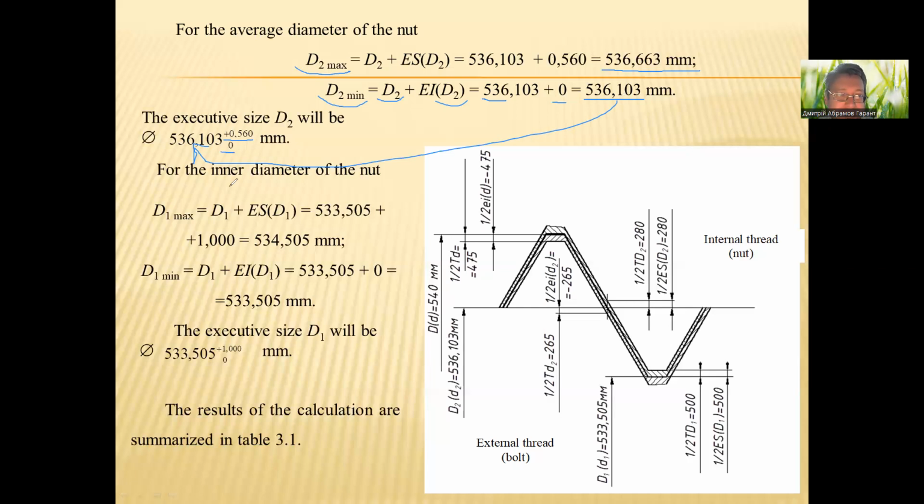For the inner diameter of the nut, the maximum value on the inner diameter is equal to the nominal inner diameter of the nut plus the upper limit deviation of the tolerance field on the inner diameter. So nominal diameter 533.505 plus 1000 micrometers, or 1 millimeter, plus 1.0. And we have 534.505 millimeters.